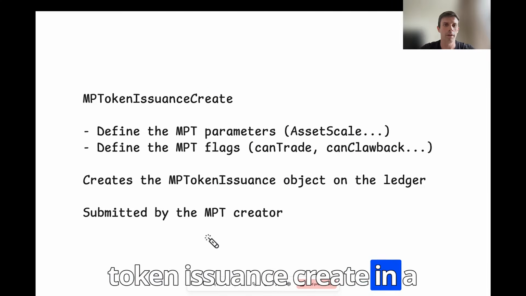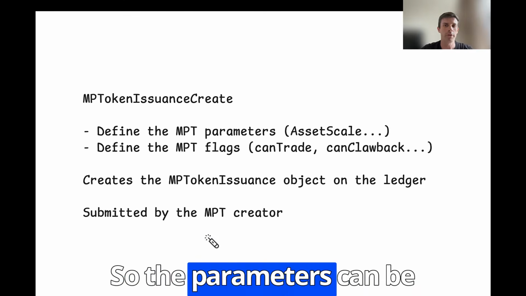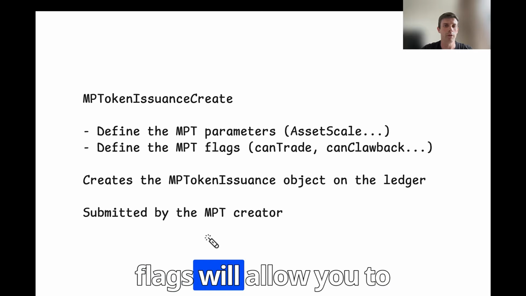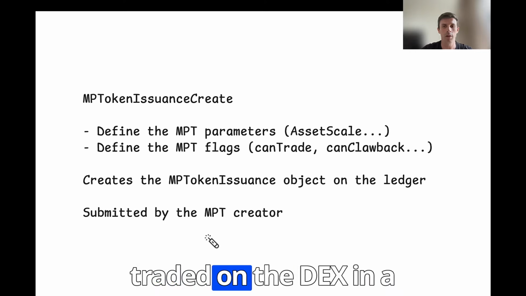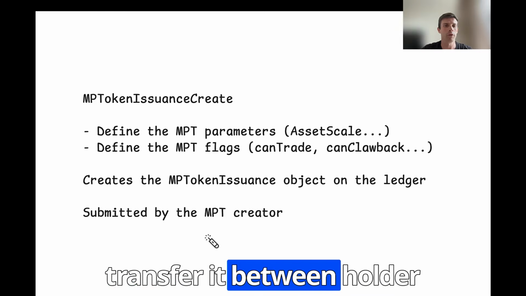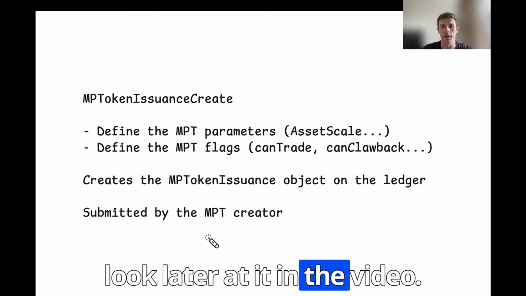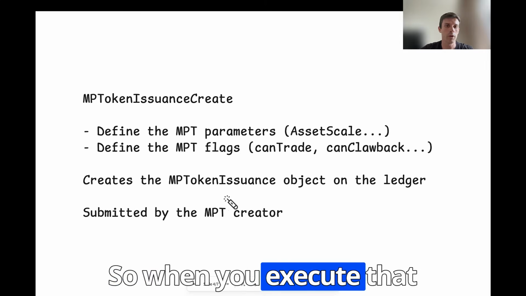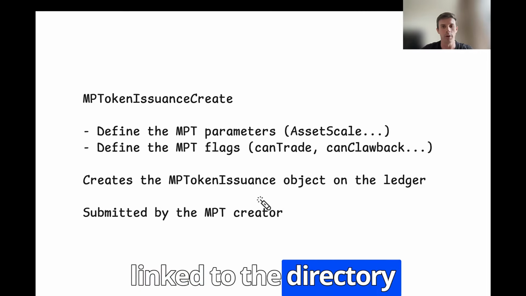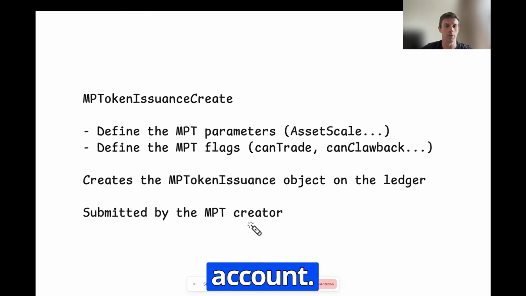So MP token issuance create, at a high level, will allow you to define the MPT parameters and the flags. The parameters can be the asset scale, the maximum amount of MPT you can create, and the flags will allow you to define if the MPT can be traded on the DEX in a version 2, if it can be clawbacked, if you can transfer it between holder accounts, if you can lock it, etc. Again, we'll have a look at it later in the video. When you execute that transaction, it will create an MP token issuance object on the ledger, which will be linked to the directory node of the creator. And this is submitted by the creator or the issuer account.